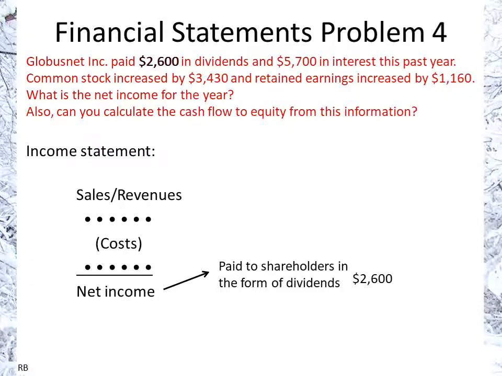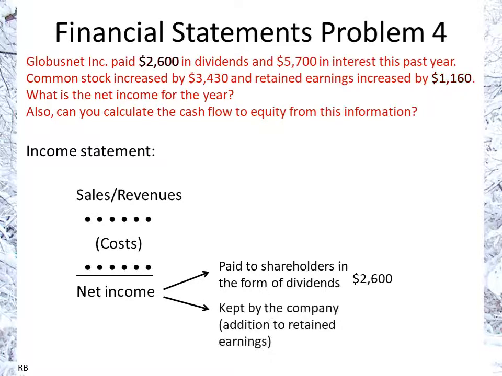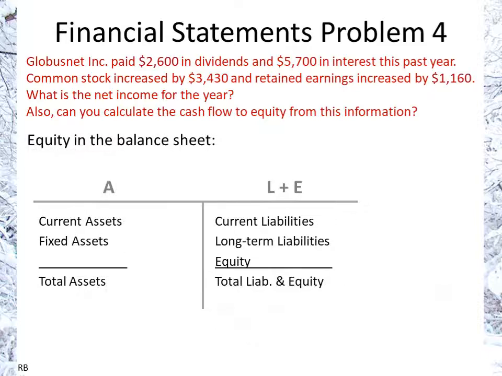We've been given that amount, which is $2,600, and we know that the rest is what the company kept, and that is the addition or the change to the retained earnings. And as you can see, we've been given that number directly as well, because it says retained earnings increased by 1,160, which means that is how much from last year's profit the company has kept. So you add these two together and we get the net income. That is our answer.